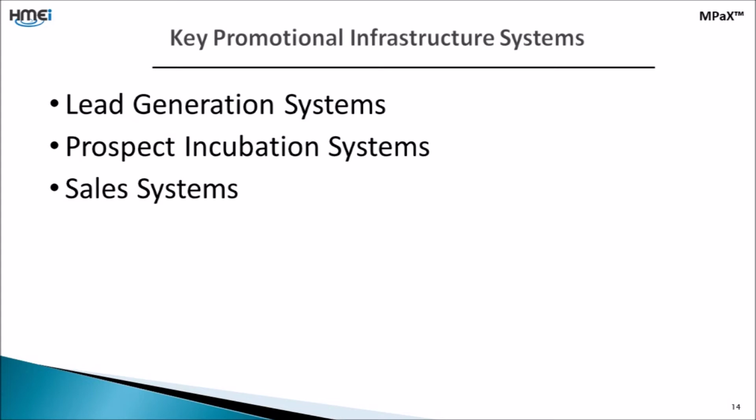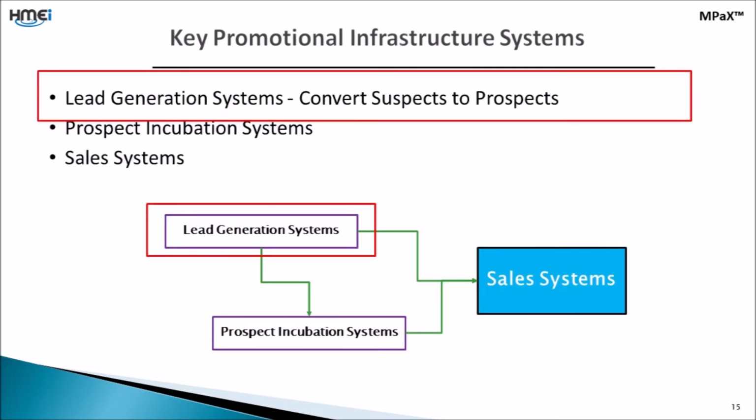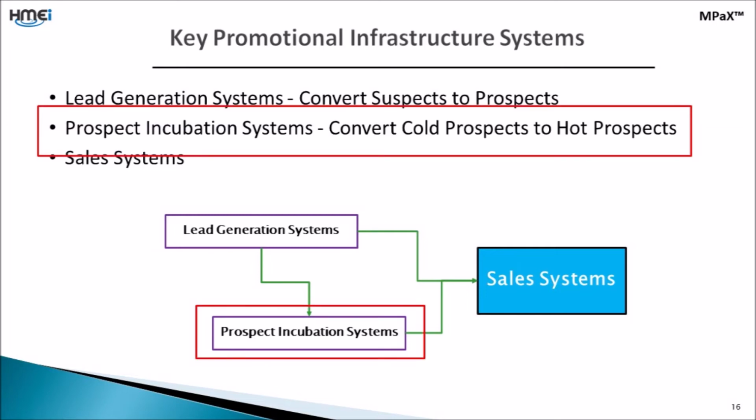We have defined 3 types of systems that are critical for an effective promotional infrastructure: lead generation systems, prospect incubation systems, and sales systems. Again, every product is different in terms of execution, but these are the key systems that every product should have in one form or another. Lead generation systems convert suspects into prospects. Hot prospects go straight into the sales system, and cold prospects need to be incubated. Prospect incubation systems convert cold prospects into hot prospects.